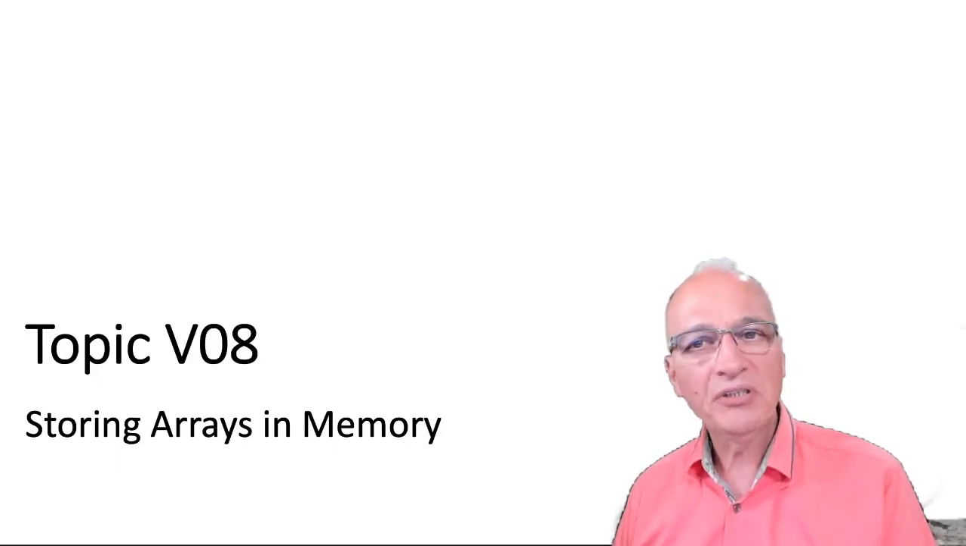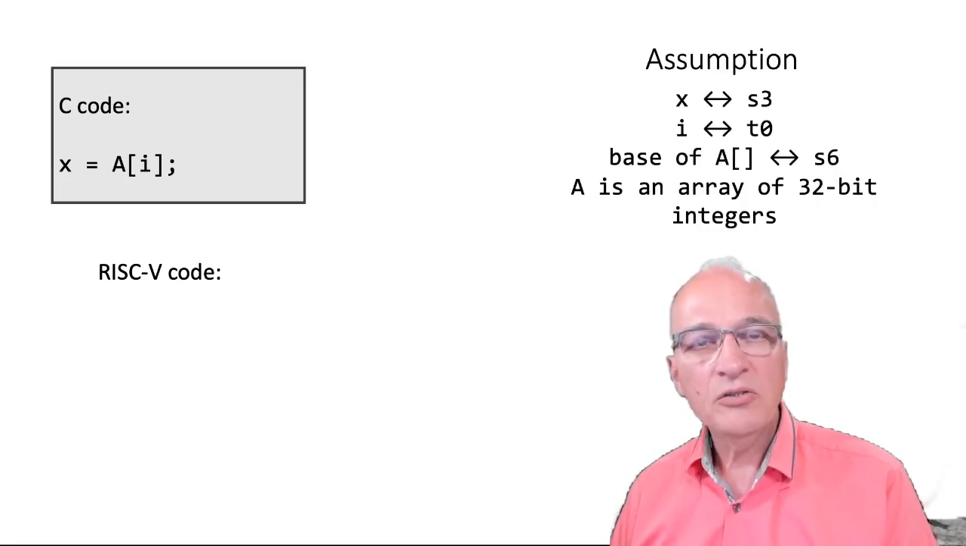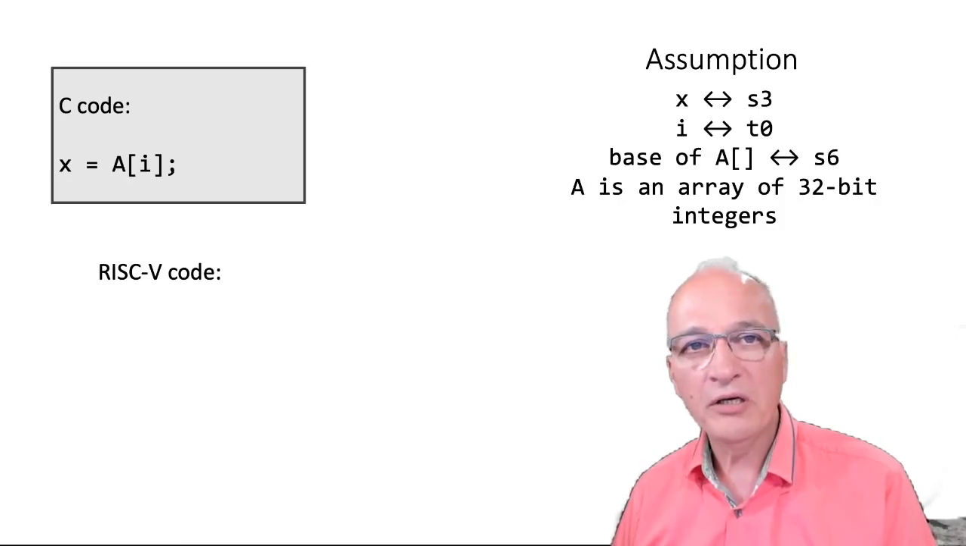In this lecture, we will understand how to store arrays in memory. Here is a simple C statement. It's accessing the element I of the array A and writing the value of that element into a variable X. In order to produce RISC-V assembly code for this statement, we need to know where are the variables x and i and the base of array A.